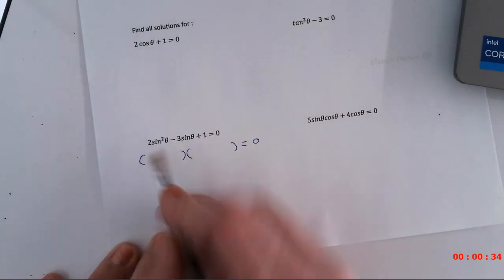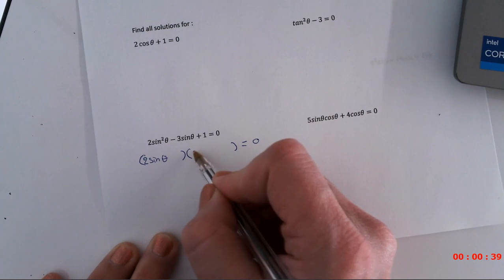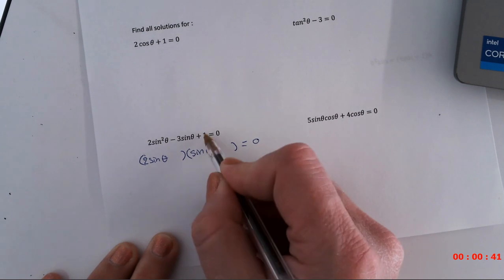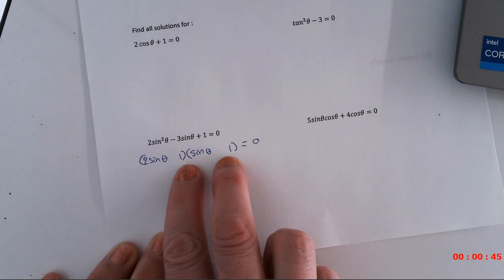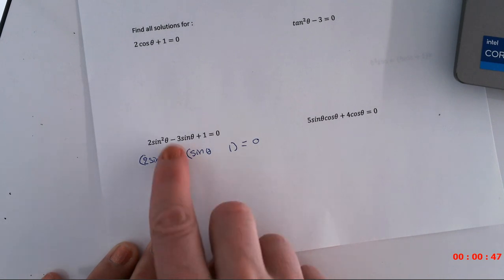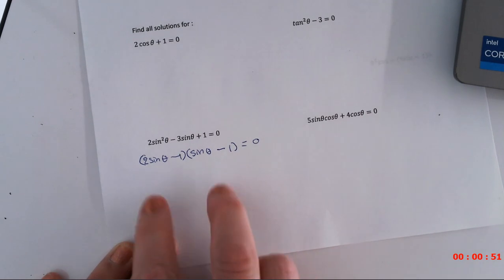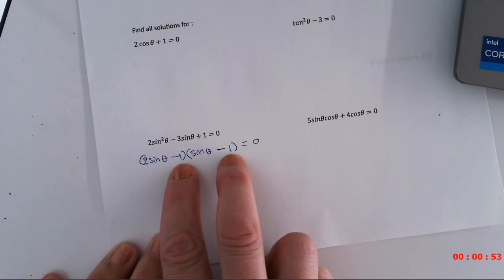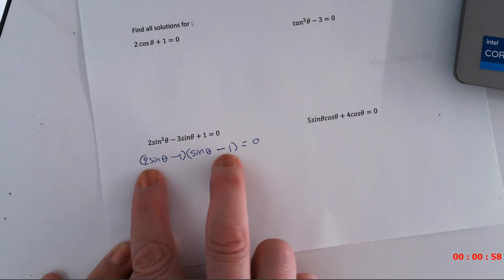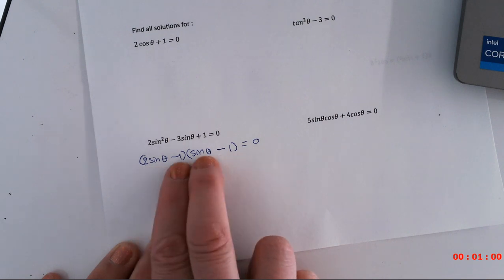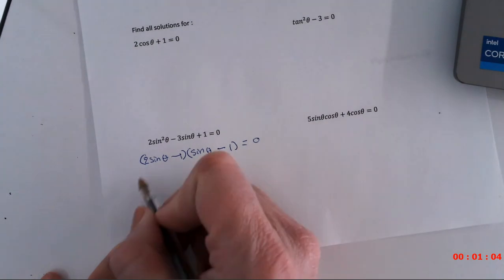So let's try 2 sine squared theta. I can only get that by multiplying 2 sine theta by sine theta. And I can only multiply to get 1 if they're both 1, either both positive or both negative. And in order to get a negative 3 when I add, they have to both be negative. Now let's check if that works. I know that my constant term works and my sine squared term works. My middle terms are negative 2 sine theta minus 1 sine theta. That does in fact give us negative 3 sine theta. All right, so we got it.